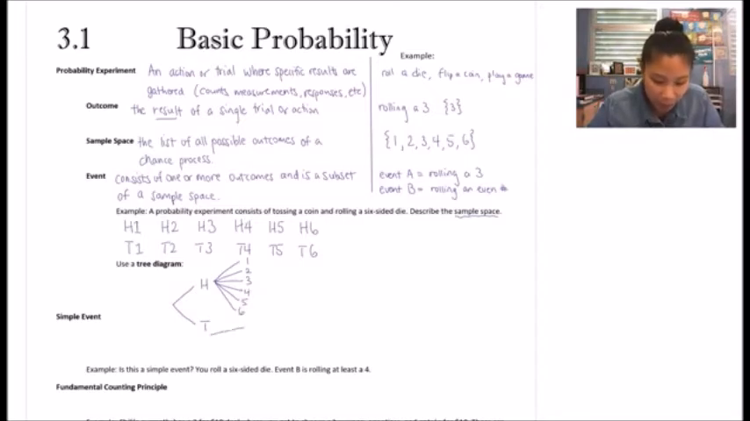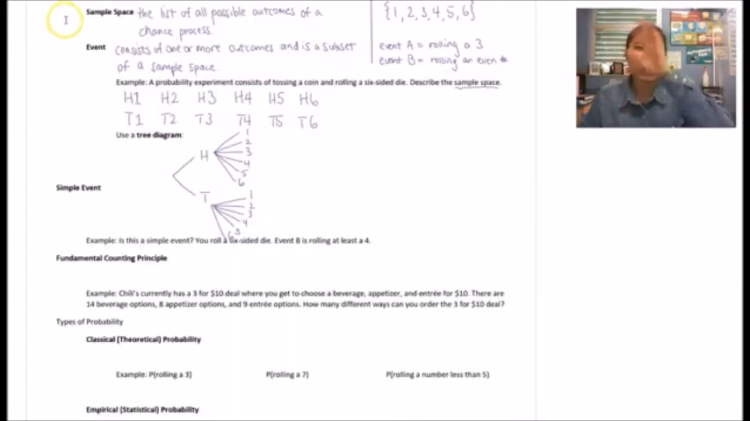And then same thing if I had landed on tails the first time, then when I roll the die, I have 6 outcomes again that could happen. So in total, at the very end, I'm going to count up in my tree diagram all the branches at the end, and that'll tell me how many total items I would have in my sample space.